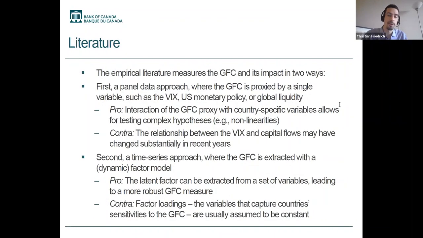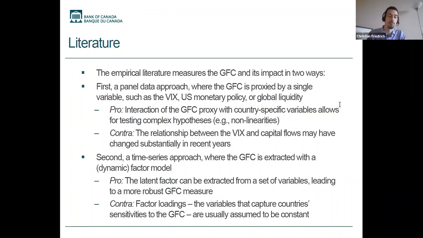In terms of the empirical literature, there are basically two approaches that people have developed to identify a global financial cycle. On the one hand, you could proxy the global financial cycle with a single variable. Think of the VIX, US monetary policy, or a measure of global liquidity. And then you can interact this with a country-specific proxy for, let's say, foreign exchange rate exposures or any other kind of country-specific variables. And then you can test relatively complex hypotheses in a relatively straightforward way.